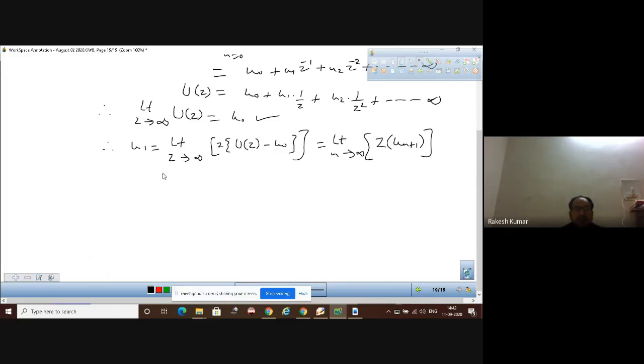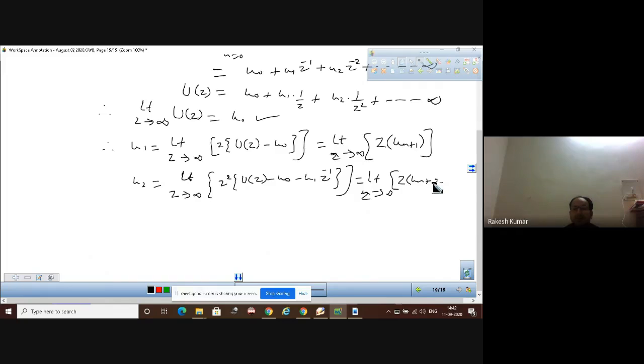And similar to that, we can also write the theorem in this way. For the third term u(2), that will be the limit as z approaches infinity of z square into U(z) minus u(0) minus u(1) z inverse, which is the Z transformation of u(n+2). If we can find the respective term, the first term of the series u(0) is equal to this limit, u(1) is equal to this limit, and u(2) is equal to this limit, and so on. We can also expand it and find the remaining terms of the series.